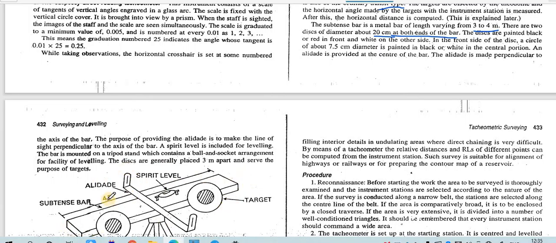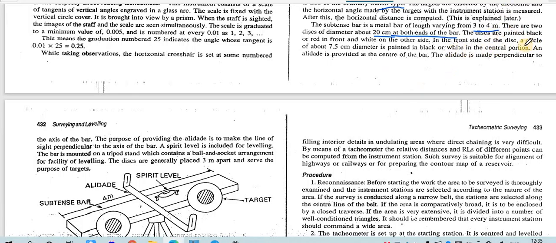So over here you can see that this is a subtense bar. The length is generally 3 to 4 meters. It consists of two discs. This is your one disc, this is your second disc. The disc is painted black or red in the front and white on the other side, generally for higher visibility.